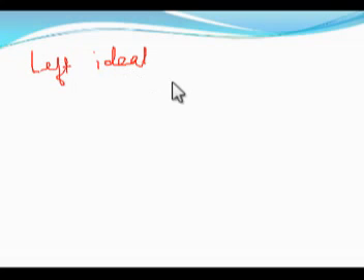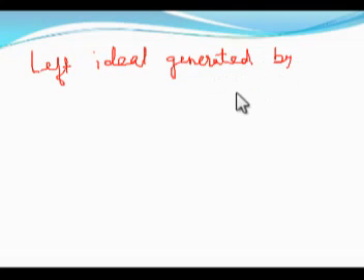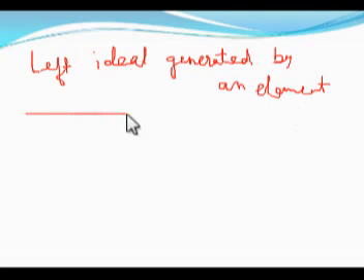Now I am going to discuss how a left ideal and a right ideal are generated by an element. I am first discussing the left ideal generated by an element. So how can this be?